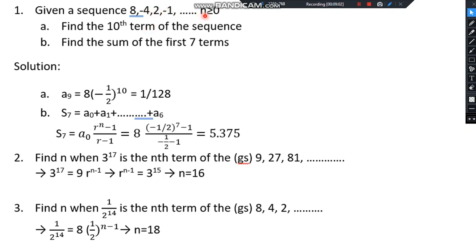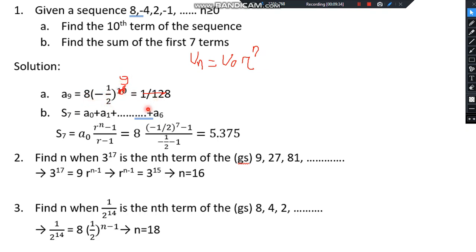Find the 10th term. Because I'm starting by u0, the 10th term is a9. The formula is, remember, a9 equals the first term u0 into r power n. Here, there is something wrong. Since un equals u0 r power n, I'm starting by 0. So a9, I want the 10th term, so it's a9. The first term is 8, times minus half power 9.